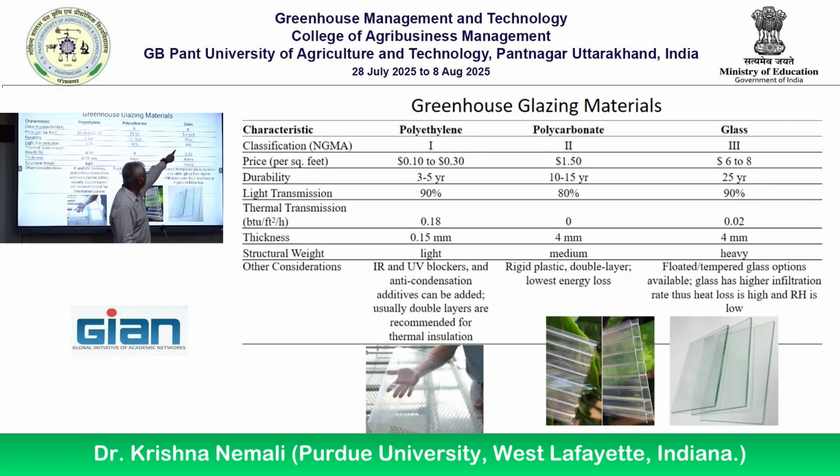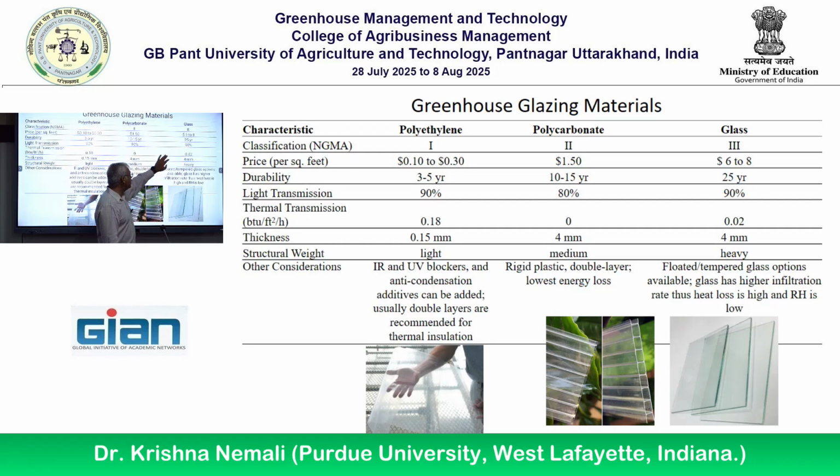Glass comes at least for 25 years. Polycarbonate is about 10 years, intermediate. Polyethylene is 3 to 5. You remove it, throw it away, and put another new one. Okay? Light transmission, good for polyethylene, not so good for polycarbonate. This number can be even higher for glass.